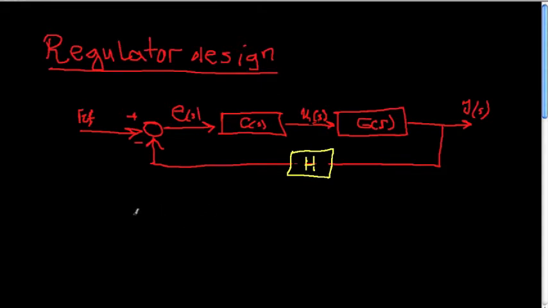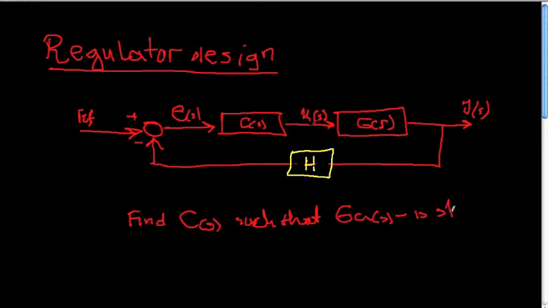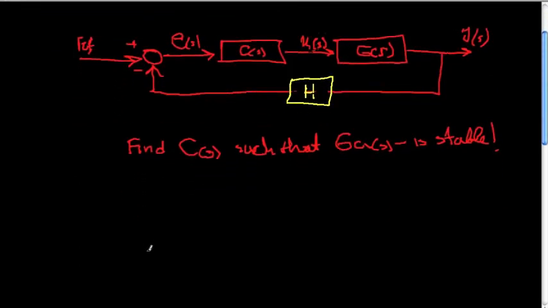So find the C of S such that the closed loop transfer function is stable, or that the poles of the closed loop transfer function are negative. Okay, so having this in mind, one can easily see that there are two available methods.